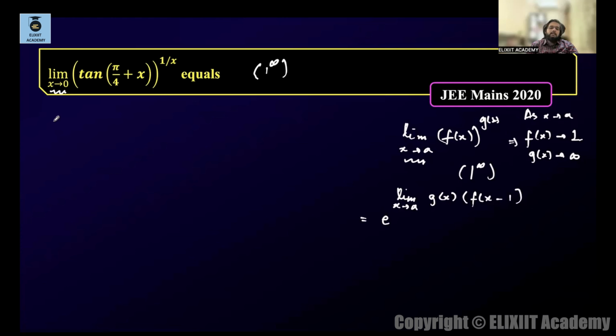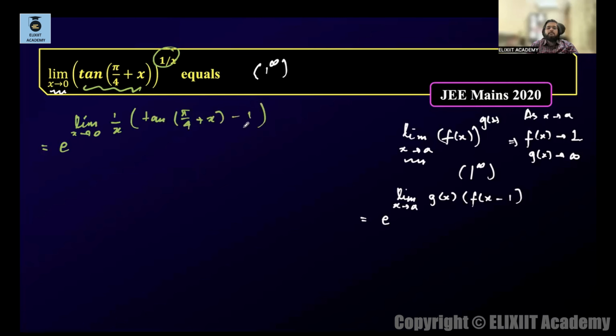So here, similarly, we have the same format, 1 raised to the power of infinity. So what is it basically? We use the same logic. We directly use the form e raised to the power of limit x tends to 0. Then gx will come down. This is gx actually, and this is fx. So gx comes down, so 1 by x comes down. Then we have fx minus 1, which means tan of pi by 4 plus x, minus 1.